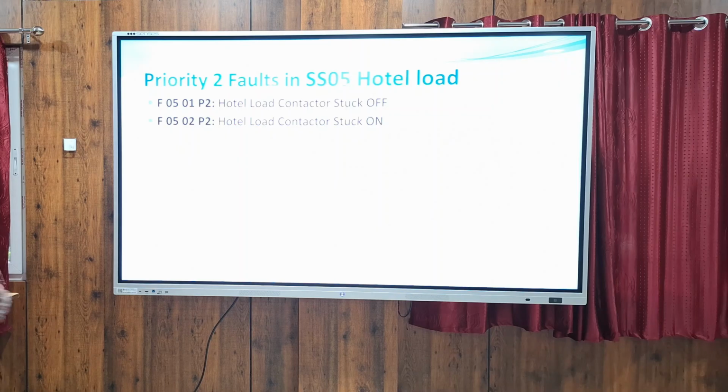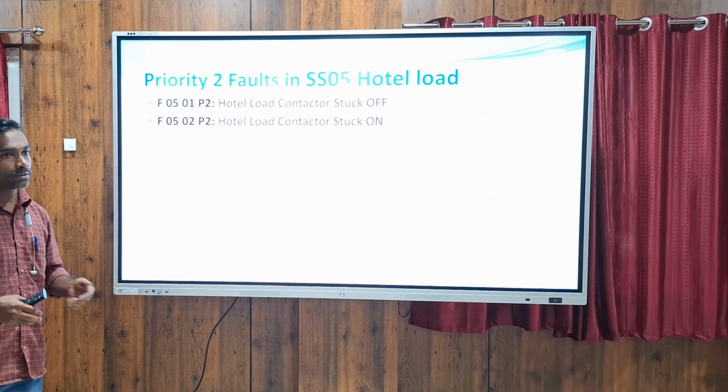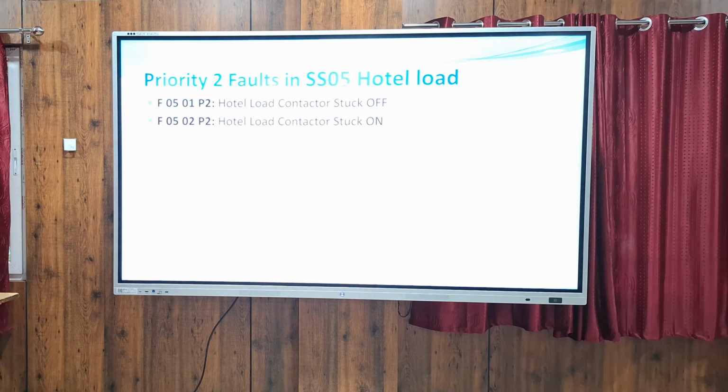Hot load has one output contactor. Only after closing that contactor, the supply is going to the coaches, power car. Whether that contactor is working properly or not is monitored through its feedback, that auxiliary contact. If that auxiliary contact is not closing properly or the contactor has some issue, then this fault will come.